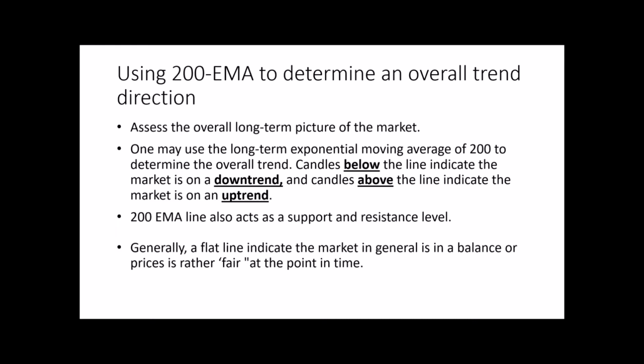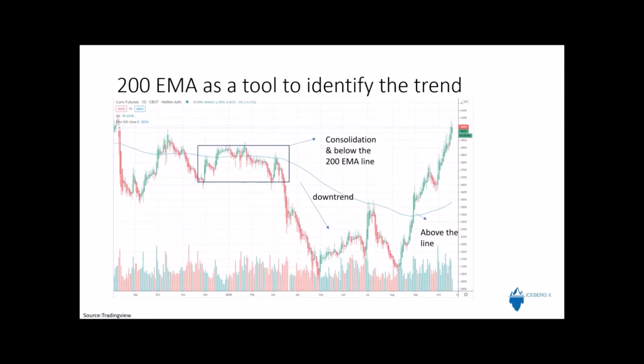Okay. So just to show it to you using the 200 EMA, you can clearly see whenever candles are formed below the 200 EMA, it's telling you that the market is going through a downtrend phase. And vice versa, whenever the candles are formed above the 200 EMA line, it's telling you that the market is going into a bullish phase. So the 200 EMA is significant in that it shows you whether the trend is in a bullish or a bearish phase.